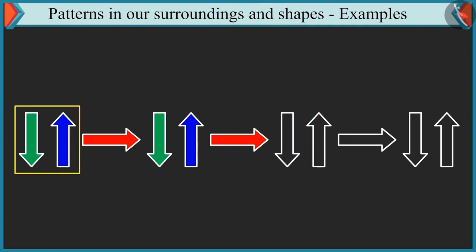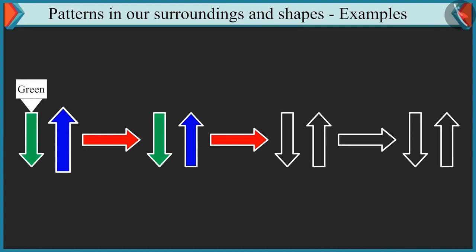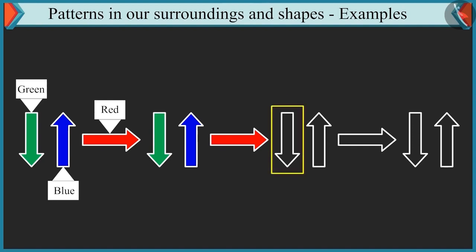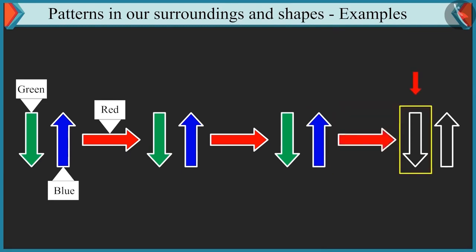Now look carefully at the standing arrows in this pattern. Of these arrows, the downward arrows are filled with green color and upward arrows are filled with blue color. And the sleeping arrows are filled with red color. Now tell me, which colors do we have to fill the following arrows with? Of these arrows, first arrow is going downward, so we will have to fill it with green color. And we will fill the arrow going upwards with blue color. Absolutely right, Chutki. Next. Now we will fill the sleeping arrow with red color. Then the downward arrow is filled with green color and upward arrow with blue color.